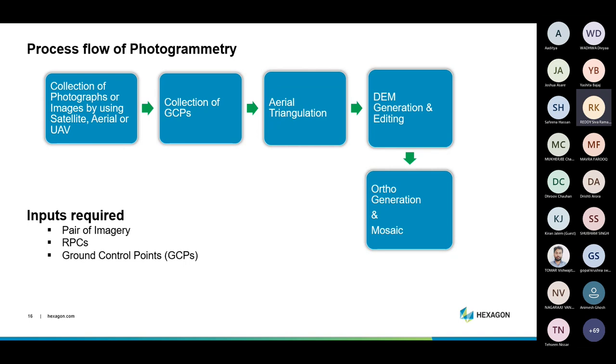So for that, we require the photogrammetry project. Then finally, by using the digital terrain model, we can generate the ortho generations, and the individual ortho rectification imagery, we can create a single mosaic. It's nothing but a mosaic or mesh.